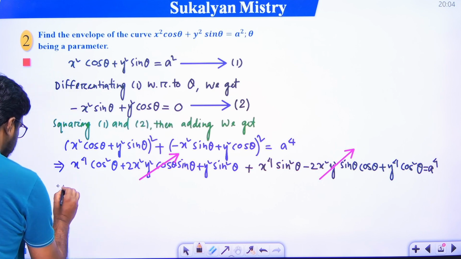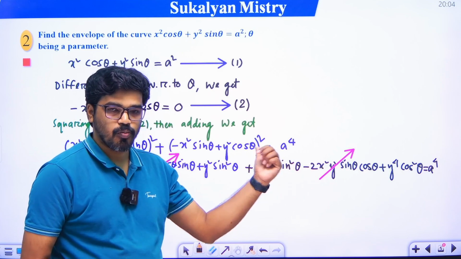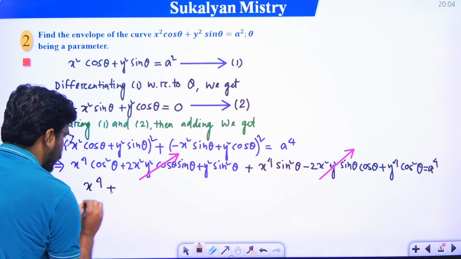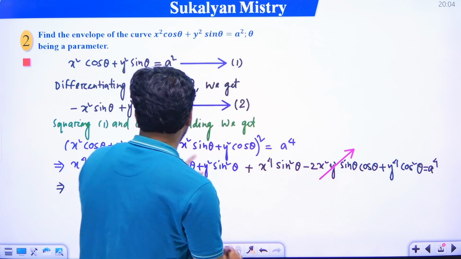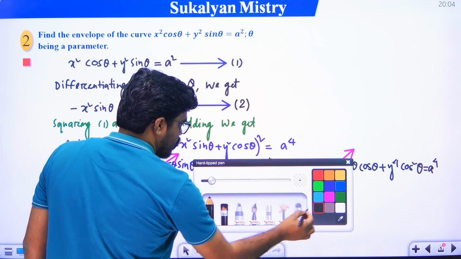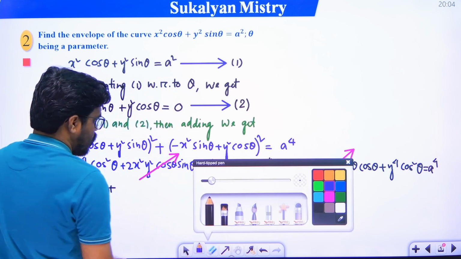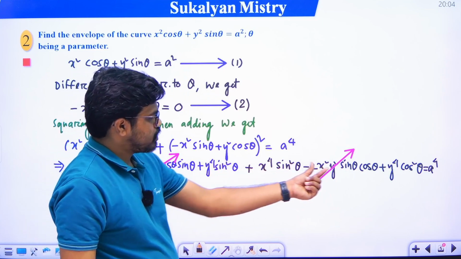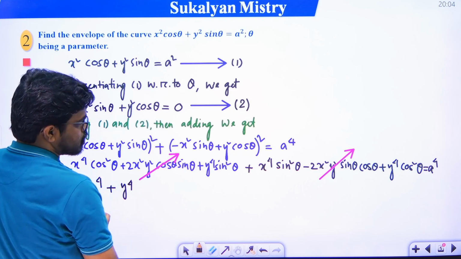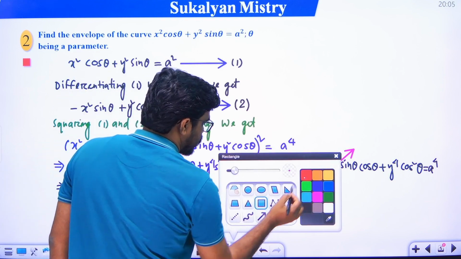So this implies x to the power 4 cos square theta, x to the power 4 sin square theta, taking x to the power 4 common, so cos square theta plus sin square theta, that is 1. So x to the power 4, plus y to the power 4 sin square theta, y to the power 4 cos square theta, taking y to the power 4 common, so sin square theta plus cos square theta is 1, so this is a to the power 4. So this is the required envelope.